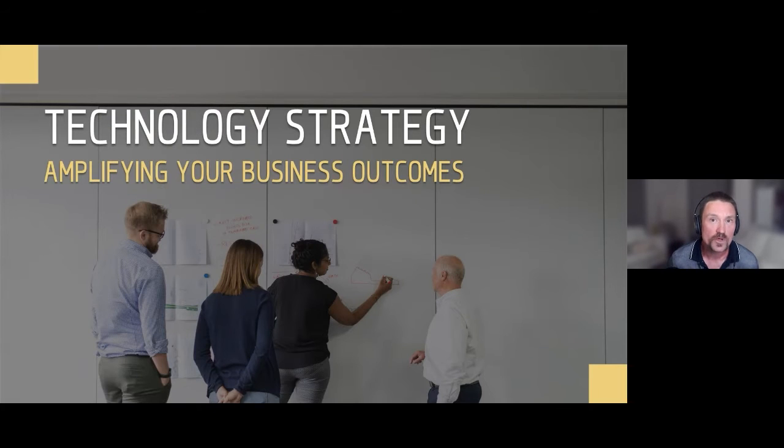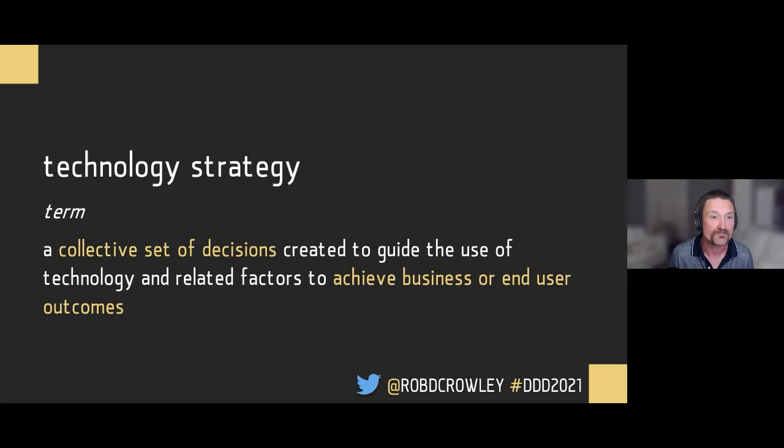So with a really whistle-stop tour of strategy, now let's look at technology strategy. So the bit that's really the core of a CTO's role. And technology strategy is a collective set of decisions created to guide the use of technology or related factors to achieve a business or end user outcome. And one of the key pieces from there is achieve business or end user outcomes.